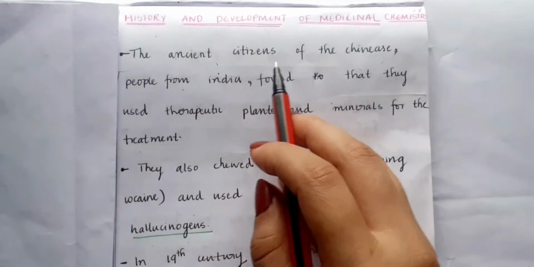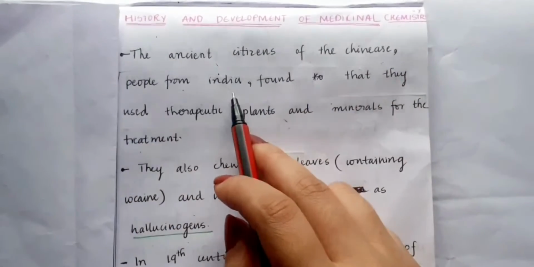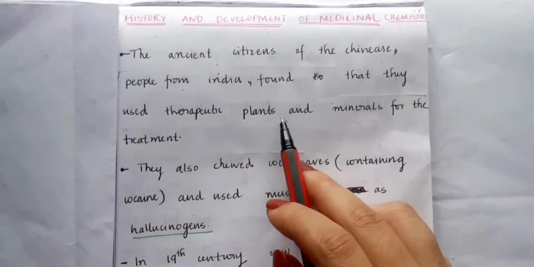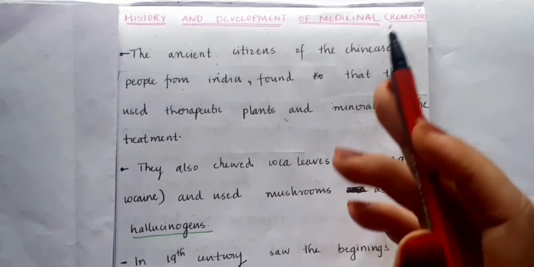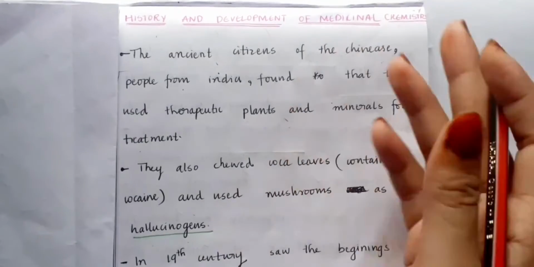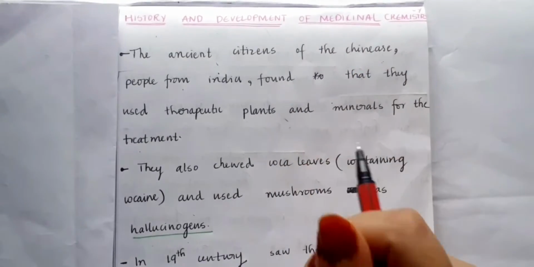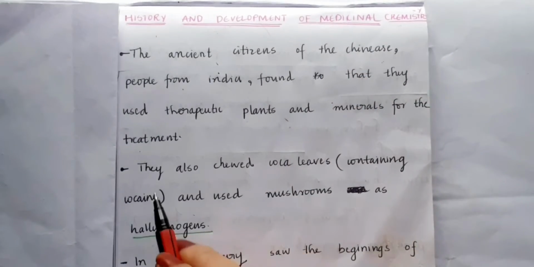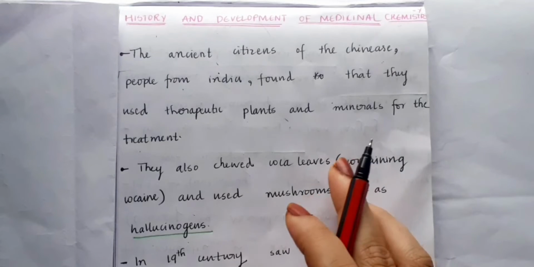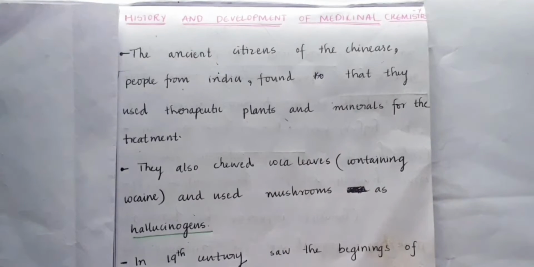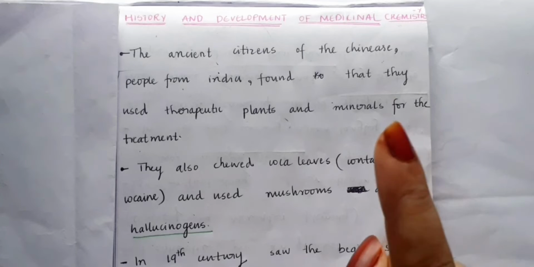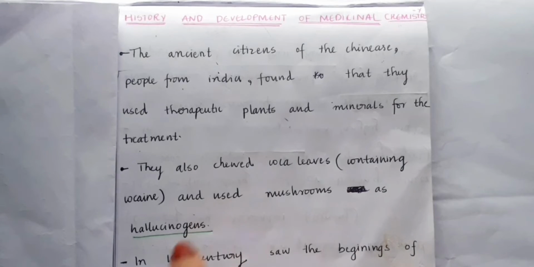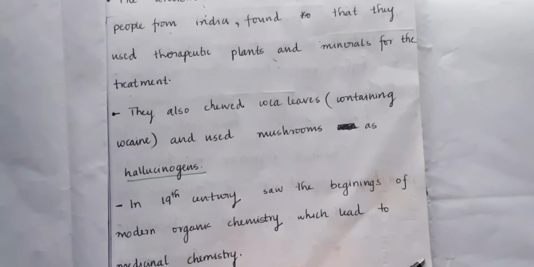The ancient civilizations of China and India found that they could use therapeutic plants and minerals for treatment. Therapeutic plants may be like aloe vera, ashwagandha, neem, etc. They have properties like antiviral, antimalarial, anti-tumor, etc. They also obtained coca leaves containing cocaine. Cocaine is an addictive drug obtained from the leaves of two coca species, Erythroxylum coca and Erythroxylum novogranatense. They also used mushrooms as hallucinogens.